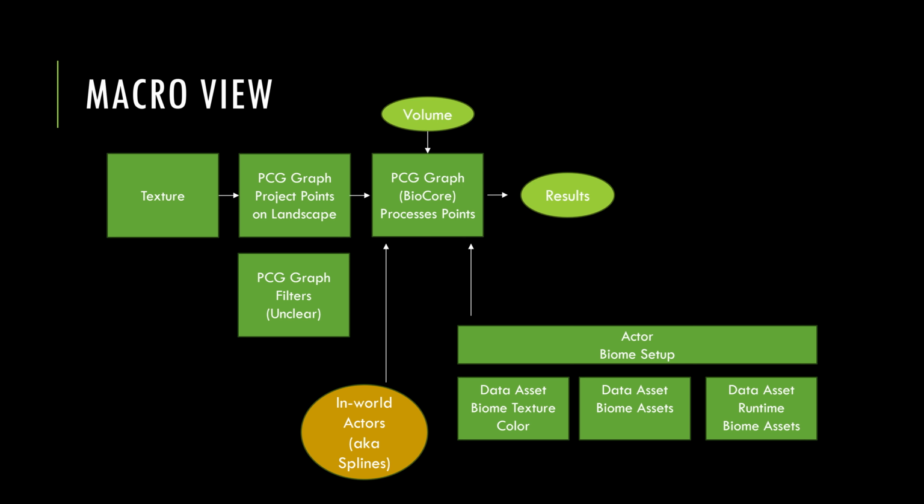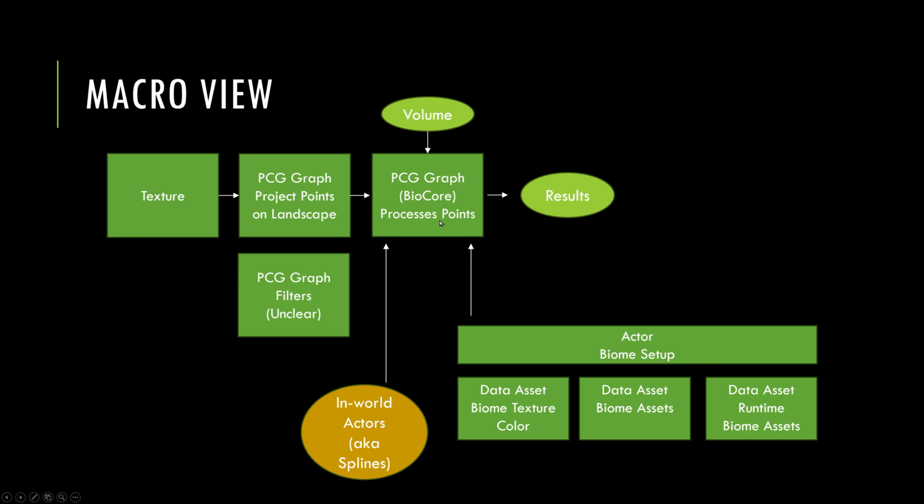Starting on the far left, you will generate a texture that will define by color where each biome sits on your landscape. And so you can do that in Paint. You can export it using runtime virtual texturing. Basically, any way you want, you will end up creating a mask that is stored as a texture. And the very first node is this PCG graph that will project that texture onto the landscape so that the system knows where you expect certain biomes to be. So it creates that projection.